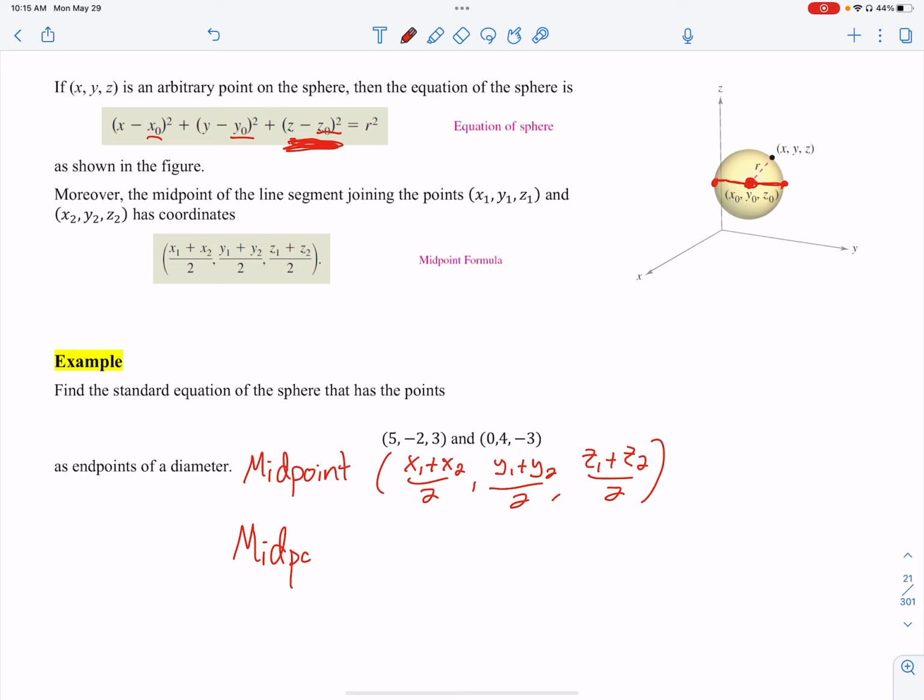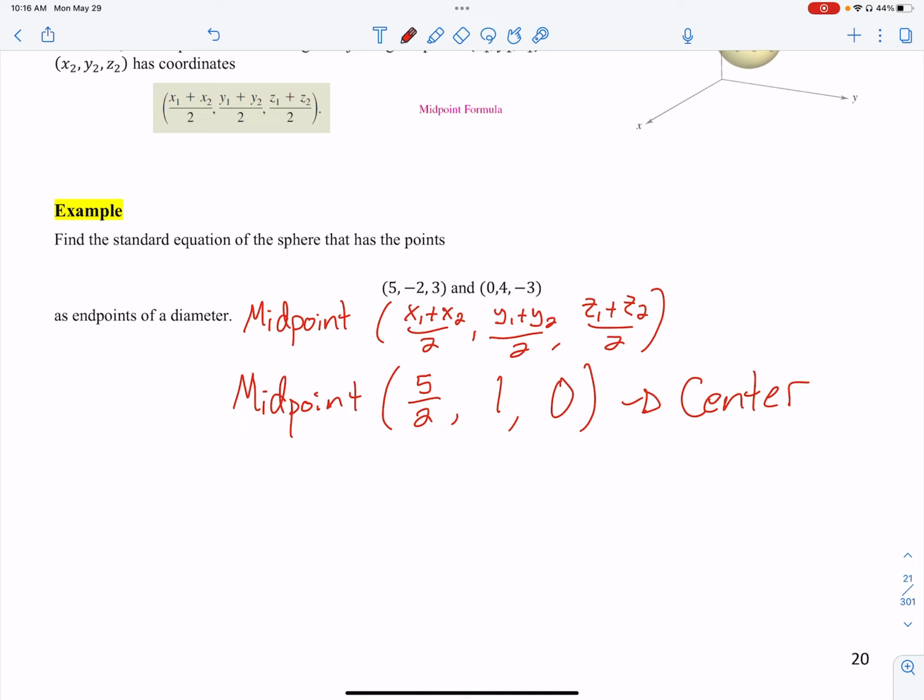Just write it again. All right, average of the x's is 5 plus 0 is 5 over 2. 4 plus negative 2 is 2 over 2 is 1. And then the z's, I get 0 over 2, which is 0. So there is my midpoint. That is the center of my sphere.